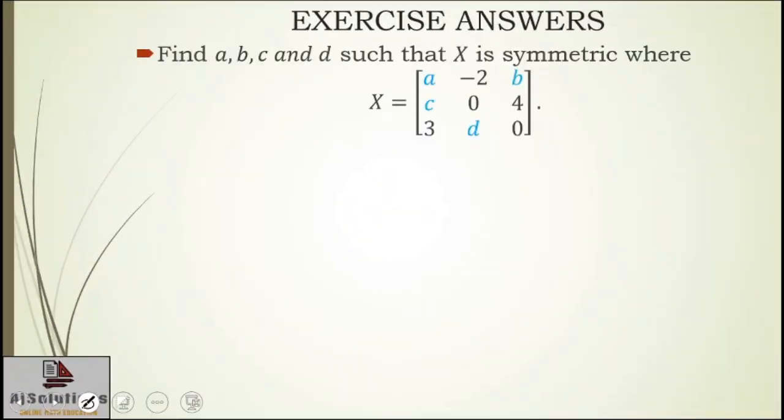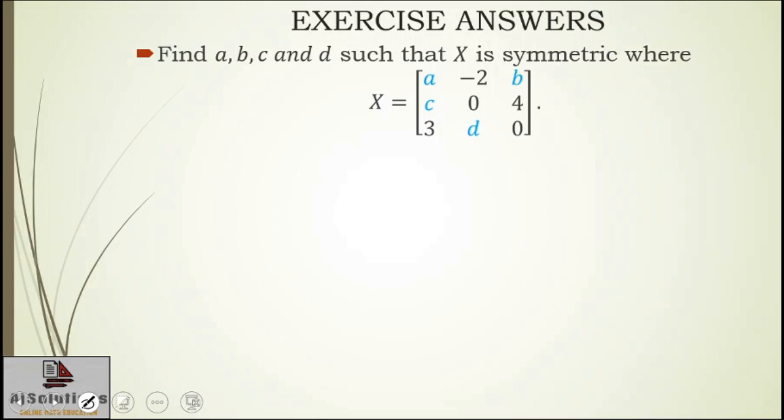Here is your problem number 1. You have one symmetric matrix X given and you have to find out these unknowns A, B, C and D. To solve this problem, you have to remember those 2 points. Number 1, we can have any real number on a diagonal of a symmetric matrix. Number 2, the cross diagonal elements of a symmetric matrix will match.